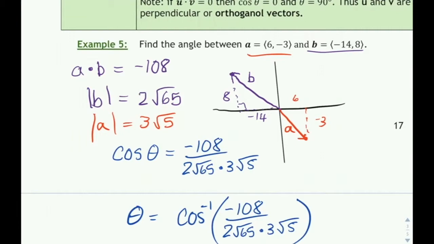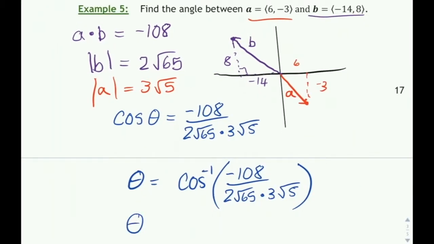So if I do arc cosine of negative 108 over those two things multiplied together, I have to type it in my calculator. Then I got 176.82 degrees approximately.